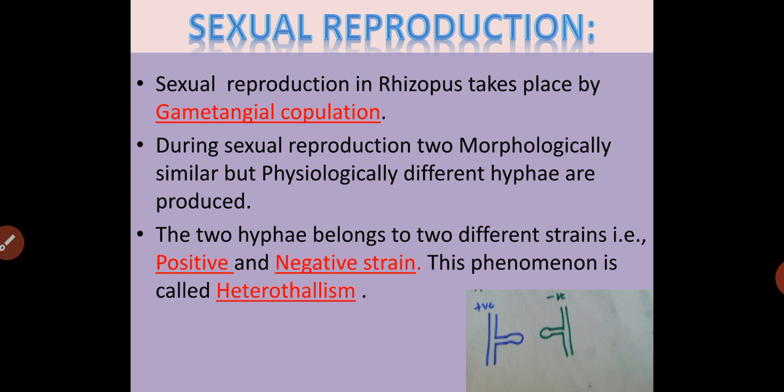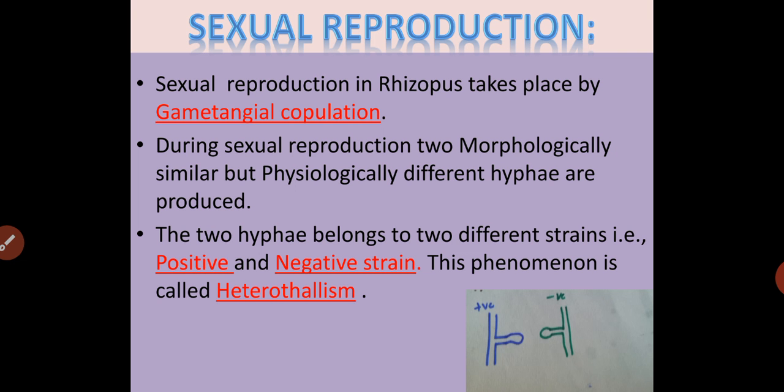During sexual reproduction, two morphologically similar but physiologically different hyphae are produced. The two hyphae belong to two different strains, that is, the positive and negative strain. This phenomenon is called heterothallism.